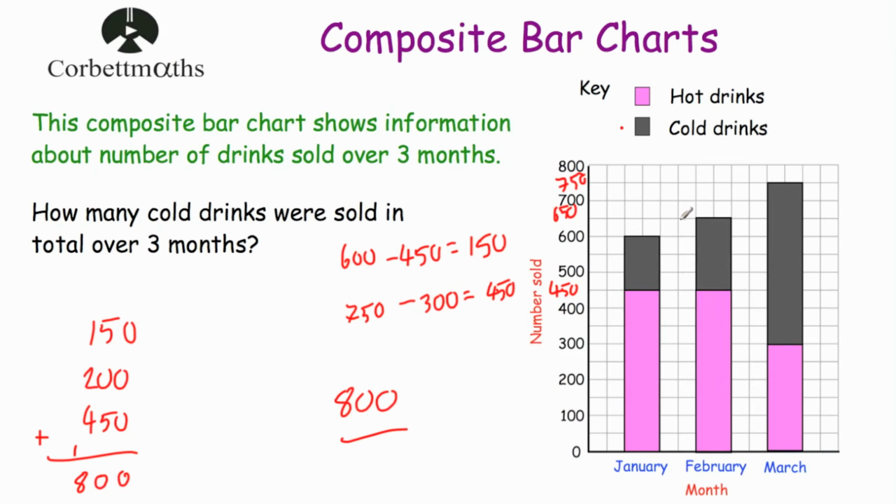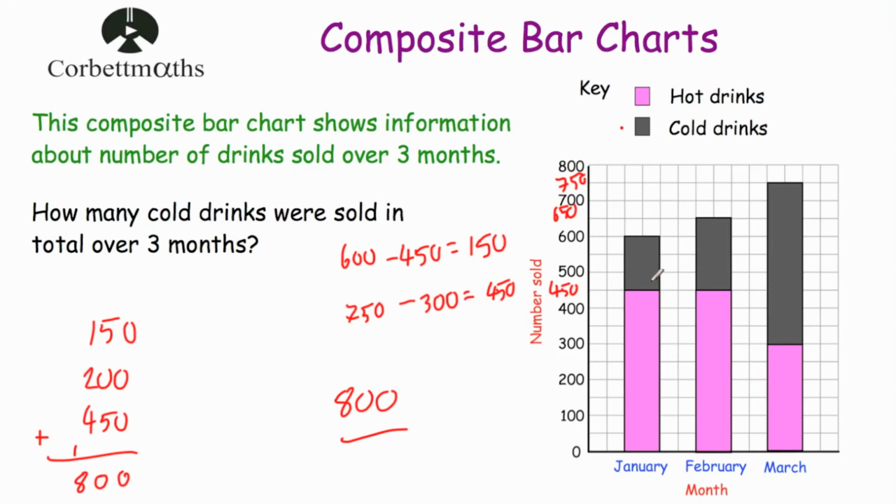And that's it. So whenever you're dealing with composite bar charts, just remember that each of the colours or patterns in the bar represent different categories. So here we had pink being hot drinks and grey being cold drinks. And in different questions, there might even be a third section on top of these. And also be careful whenever you're dealing with the sections on top, because they don't start at 0. They'll be starting at wherever the section before ended.